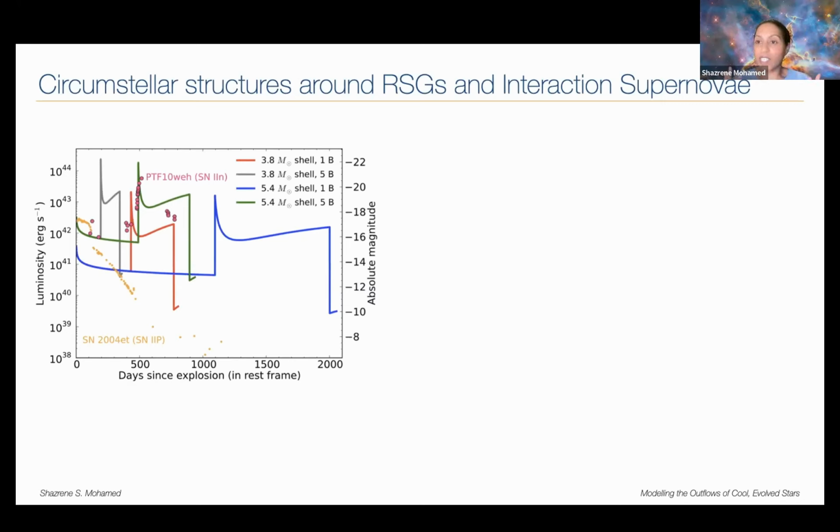But when you have this interaction with this dense material around, you get a re-brightening when the ejecta hits that material. This is an example in magenta of a type IIn, an interaction supernova. Basically, by confining this material, we can build up these shells, and you can see the types of rebrightening structures that you can get when the ejecta interacts with it.